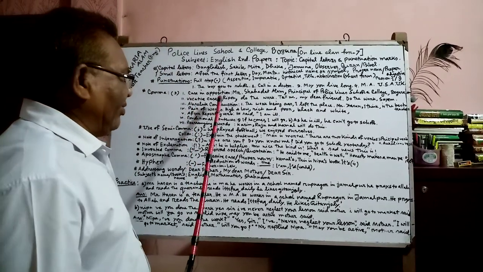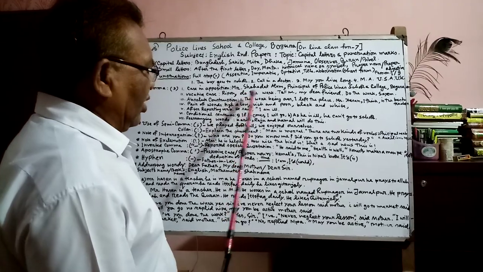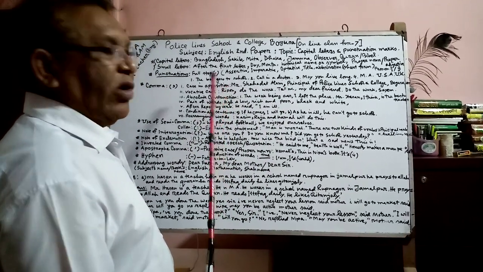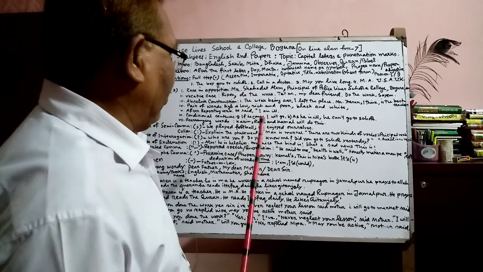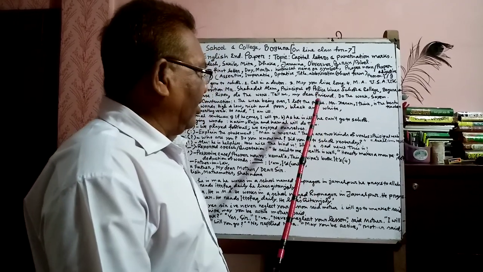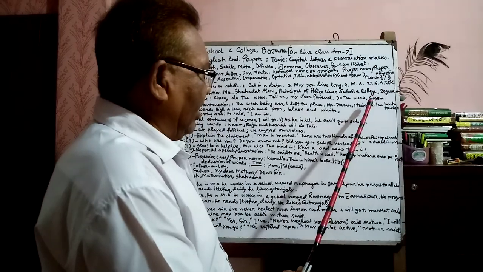Number 2, vocative case. Ripon, do the work. Here Ripon is the vocative case. Tell me, my dear friend, do the work. Here a comma is used.